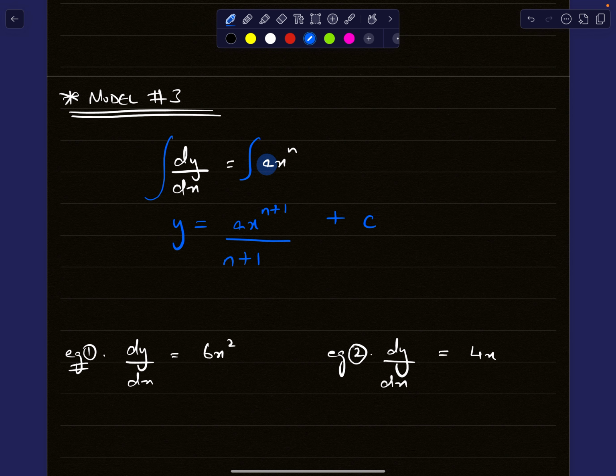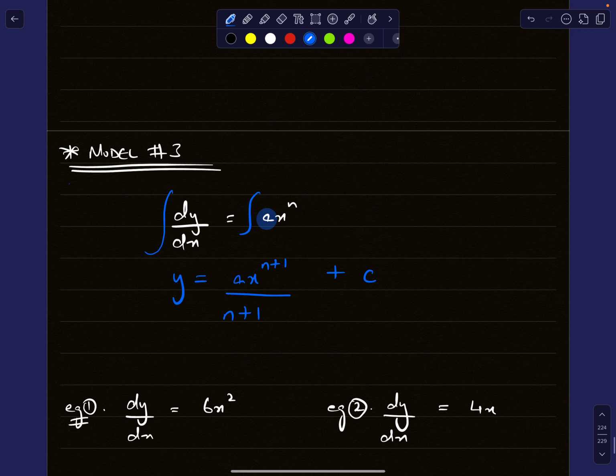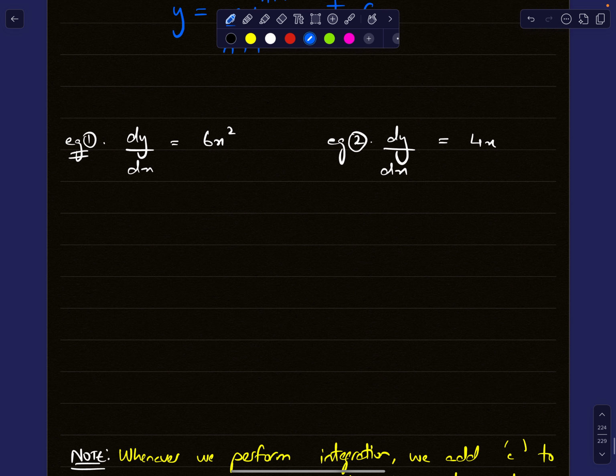Not a single step change. And this was, by the way, an extension of the previous model. Moving on, let's take two examples.